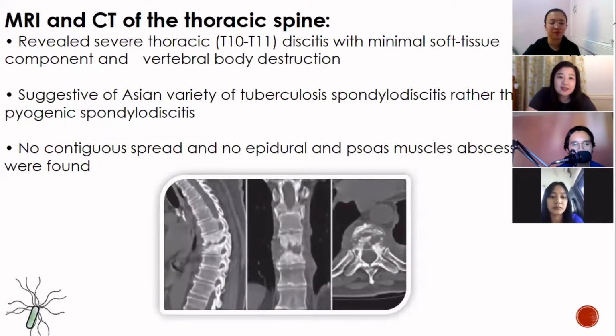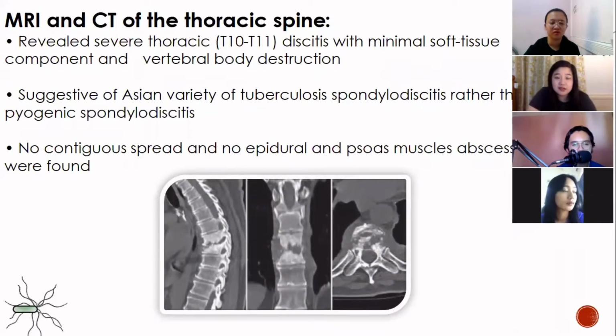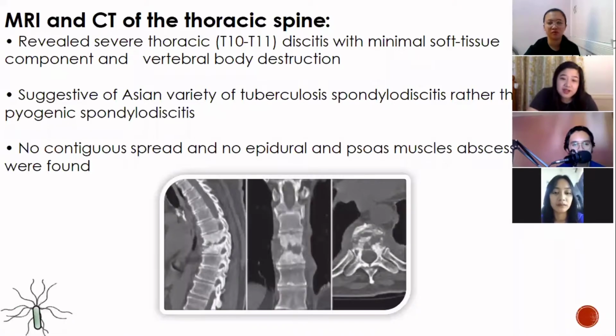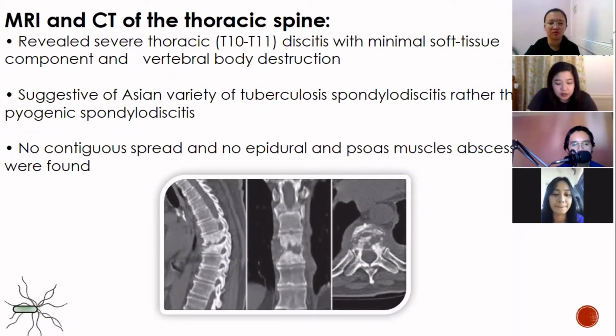For the MRI and CT of the thoracic spine, it revealed severe thoracic discitis with minimal soft tissue component and vertebral body destruction. It is suggestive of Asian variety of tuberculous spondylodiscitis rather than pyogenic spondylodiscitis. So tubercular spondylodiscitis usually occurs in the thoracic spine, while pyogenic spondylodiscitis occurs in the lumbar spine. There was no contiguous spread, and no epidural and psoas muscle abscesses were found.